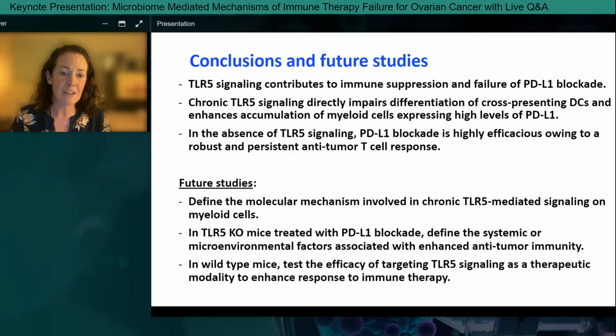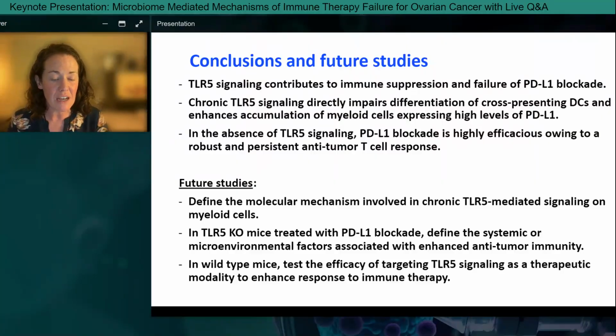And that this chronic TLR5 signaling, when these myeloid cells are expanding, really impairs the differentiation and functional attributes of these cross-presenting dendritic cells, leading to the failure of PD-L1 blockade. And so, ultimately, what we are working on now is to define the molecular basis of this TLR5 mediated signaling deficit in these myeloid cells. In TLR5 knockout mice treated with a PD-L1 blockade, we're working to understand if there's other elements that make them so much better able to respond.